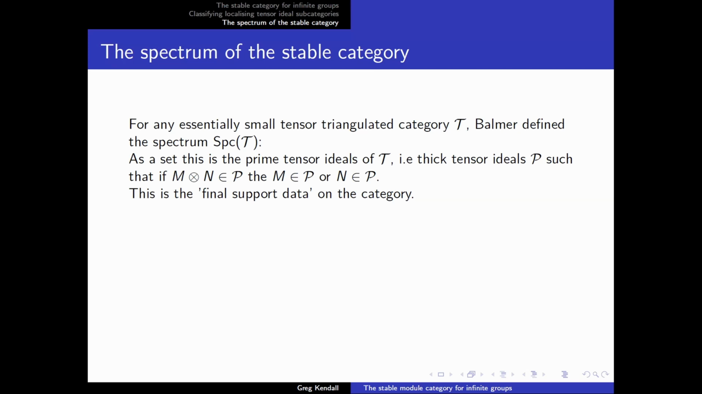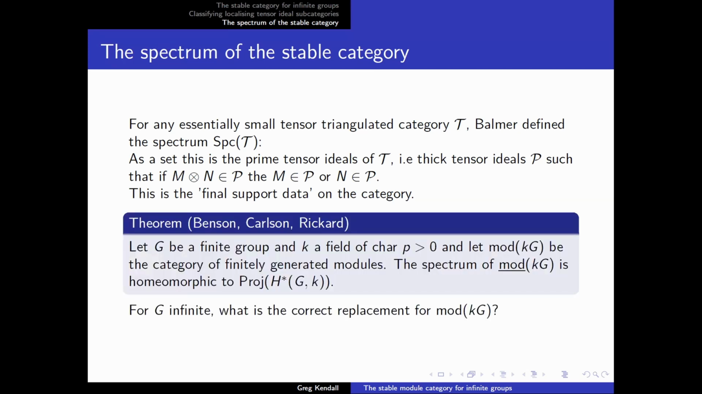So I won't say more about why you might want to do it. You'll have to believe that it's something interesting. But the problem is, it's for something essentially small, so we can't use the whole stable category. What we have to do is look at the finite, the small objects of it. So for finite groups, this just corresponds to the finitely generated modules.